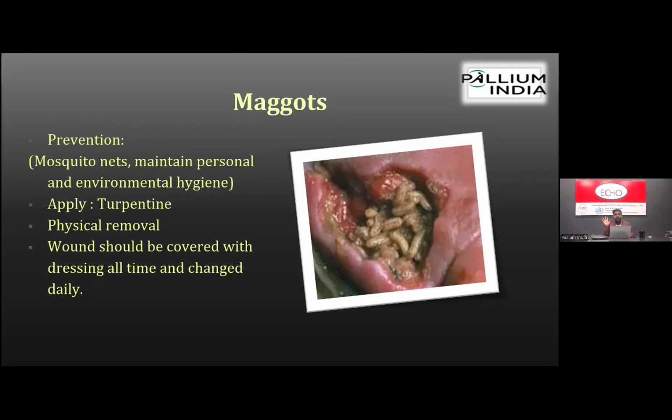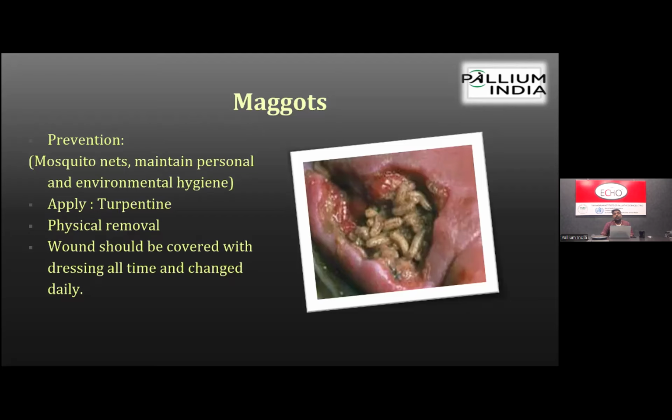Proper hygiene is very, very important. Once maggots occur, we can use turpentine oil, not directly, but sponged in a gauze piece or dressing pad and kept near the wound. Because of the smell of the turpentine oil, the maggots will come out. Manually we can remove them and put them in hot, boiled water.